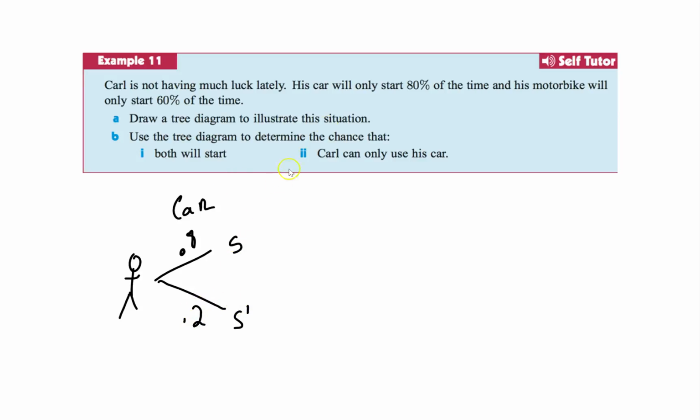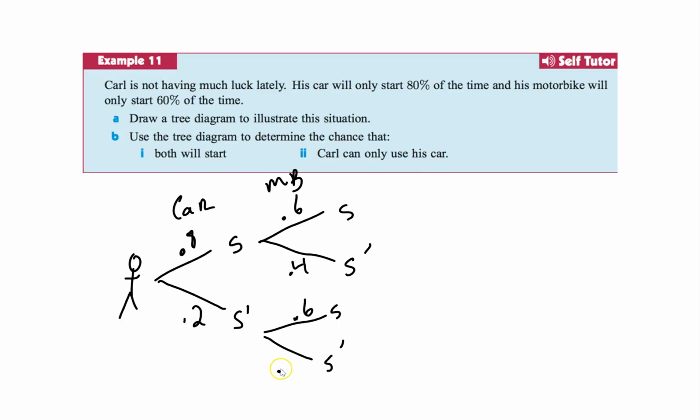Then from here you can branch out. Now remember that independent events, they don't affect each other. So that means that from here we can write the motorbike one. So from here we're going to write, this will be our motorbike. Right, same idea, it either starts or it doesn't start. Now motorbike has a 60% chance of starting. That means not starting will be 40%, 1 minus 0.6. Do the exact same thing down here. Right, not starting will be 1 minus 0.6, the complement of 0.6, so 0.4.